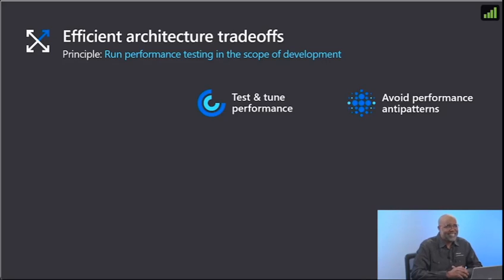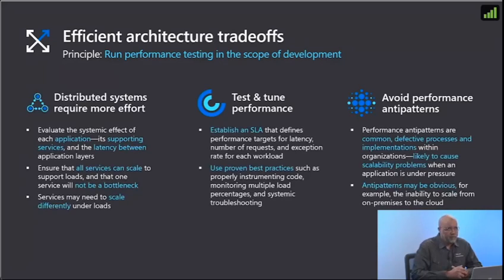On occasion, it may be advantageous to use one service over another simply because your team is better equipped to support it. Then, as your team expertise grows, you can incorporate other technologies. Let's talk about scale. For distributed applications, required effort for ensuring performance efficiency is increased exponentially. You must consider each application, its supporting service, and the latency between all application layers.